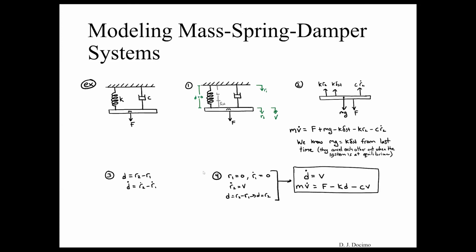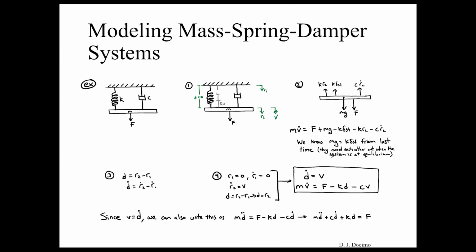We know that R1 is equal to 0 always, and R1 dot is equal to 0. Those will never change. R2 dot is going to be equal to V, and therefore we can get that D is going to be equal to R2. Putting all these equations together, we end up with D dot is equal to V, and M V dot is equal to F minus K D minus C V. And that completely models our system.